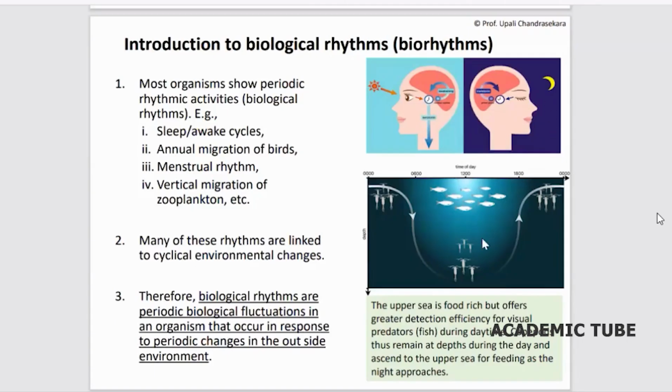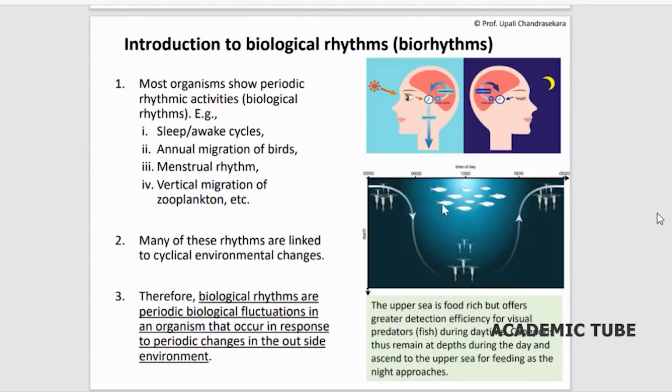Now we should see the second one, the lower diagram. Now I'm showing you the distribution of fish and some copepods. It's a small crustacean, a plankton living in the ocean. The distribution of fish and the copepods during the daytime and also at night. This is a 24-hour cycle. At night, you can see that the copepods are distributed near the surface of the sea, but during the daytime, when there is light, they gradually move into deeper areas in the sea. Again, as the night approaches, they come to the surface.